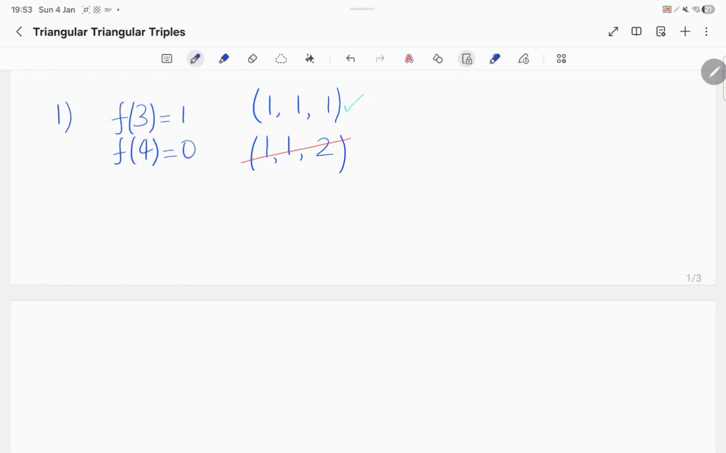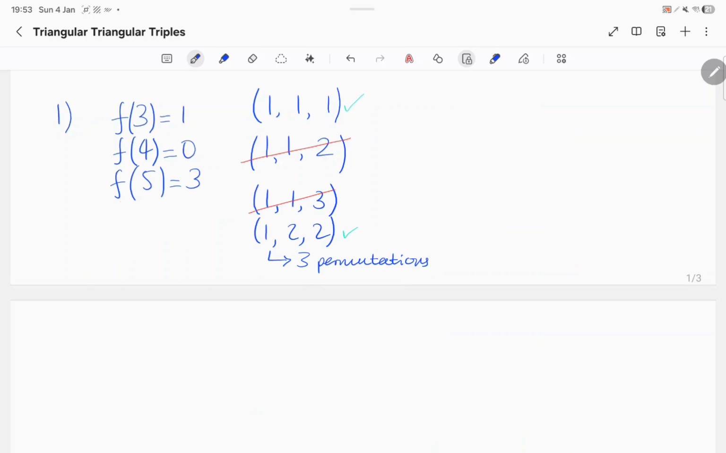For f of 4, we'll look at 1, 1, 2, realise that this is not a triangular triple because 1 plus 1 is equal to 2, not greater than 2, and we'll also realise that we can't actually get any other set of numbers, because if we try 1, 2, we're going to end up with 1 at the end, and that's just a permutation of 1, 1, 2.